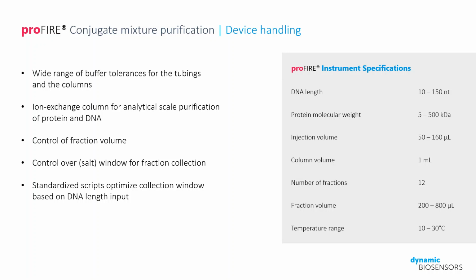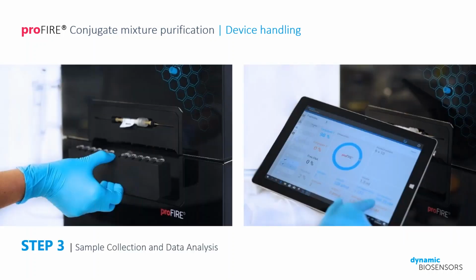Furthermore, the device enables the user to control the window within the chromatogram over which elution products are collected, yet another feature to enhance the resolution of fractionation. The standardized scripts that come with the device are programmed to select the optimal salt window within the chromatogram that is correlated to the input length of DNA. All information relating to our device specifications can also be found on our website, as well as our product flyer. After the completion of the purification run, you can collect the fractions containing your sample.